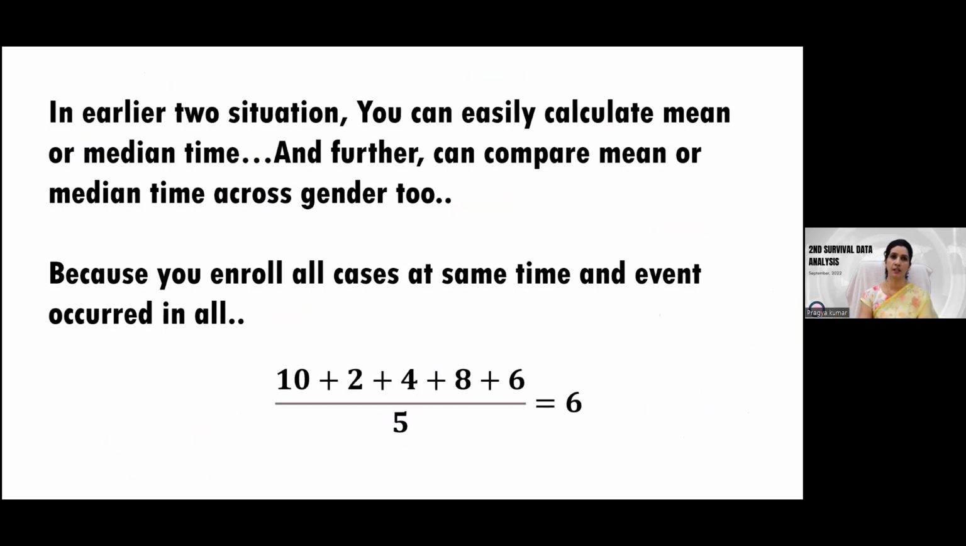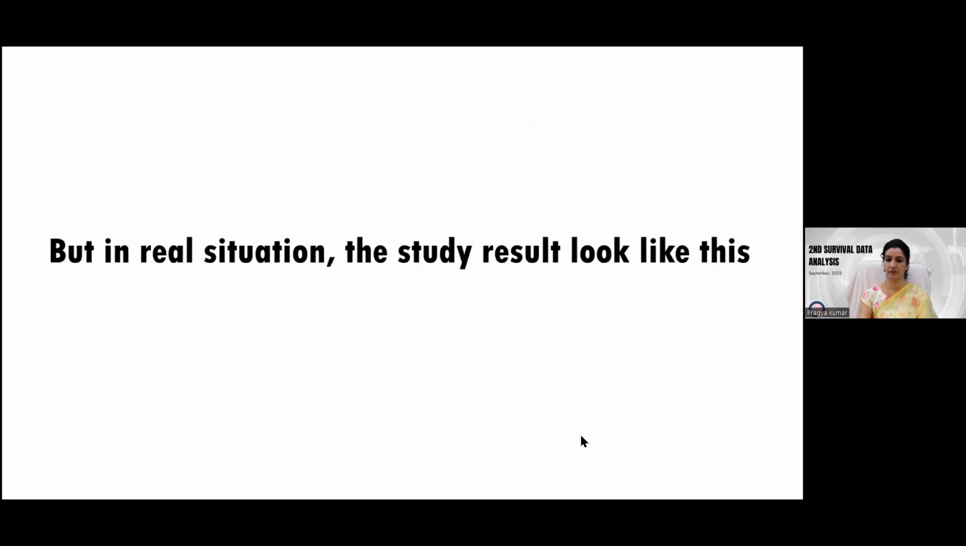So in the earlier 2 situations, you can easily calculate the mean or the median time, and you can compare the mean or the median time across any categorical variable, like in this case, across gender. What will we do if we have to calculate the mean time? You will add up all these times, 10 plus 2 plus 4, 8, and 6, and divide by 5 because there were 5 individuals. So the mean time of happening of this event will be 6.